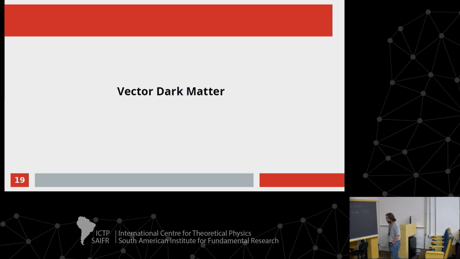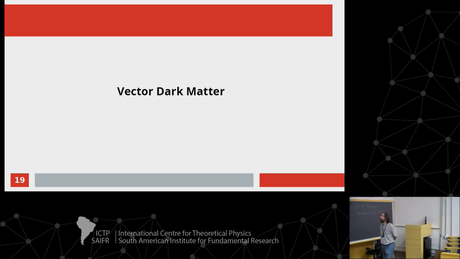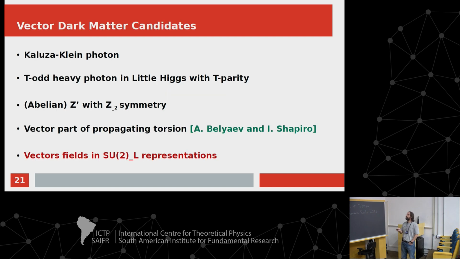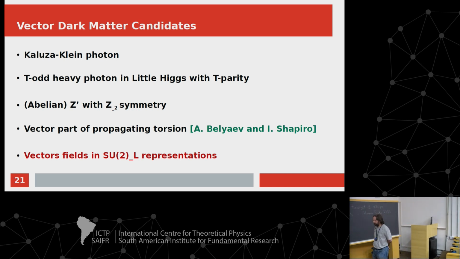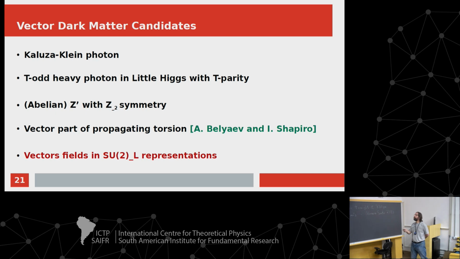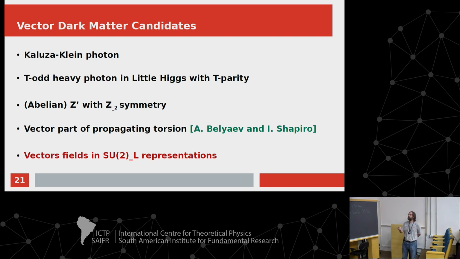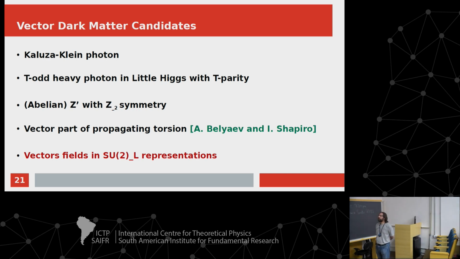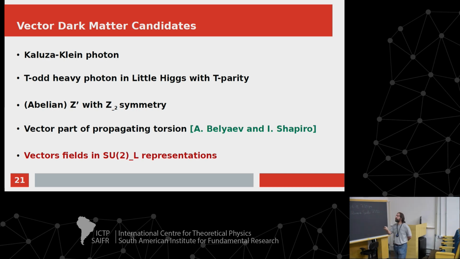Okay, but more interesting is to consider the case of vector dark matter. So, in the literature, you can find a lot of possibilities for vector dark matter. For instance, you can consider Kaluza-Klein photons, I mean the Kaluza-Klein resonance of the photon. Little Higgs also, with T parity, can propose a heavy photon as a dark matter candidate. Or you can simply consider an abelian Z prime with Z2 symmetry.